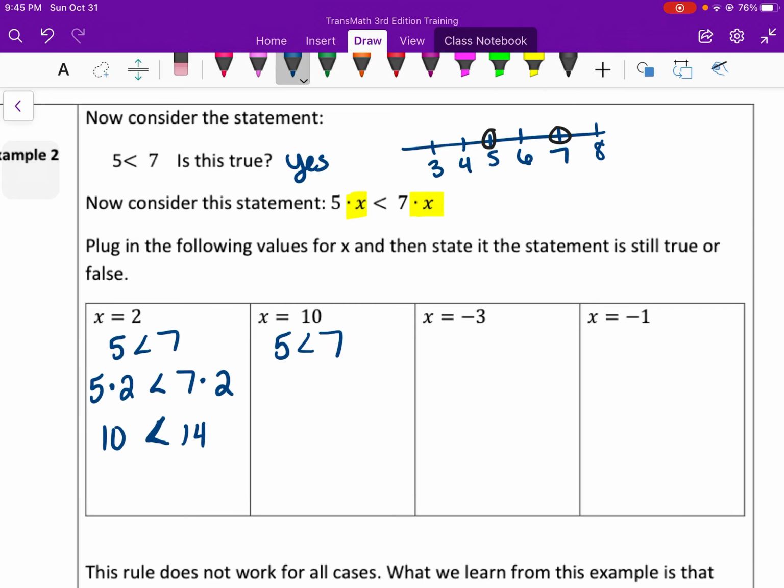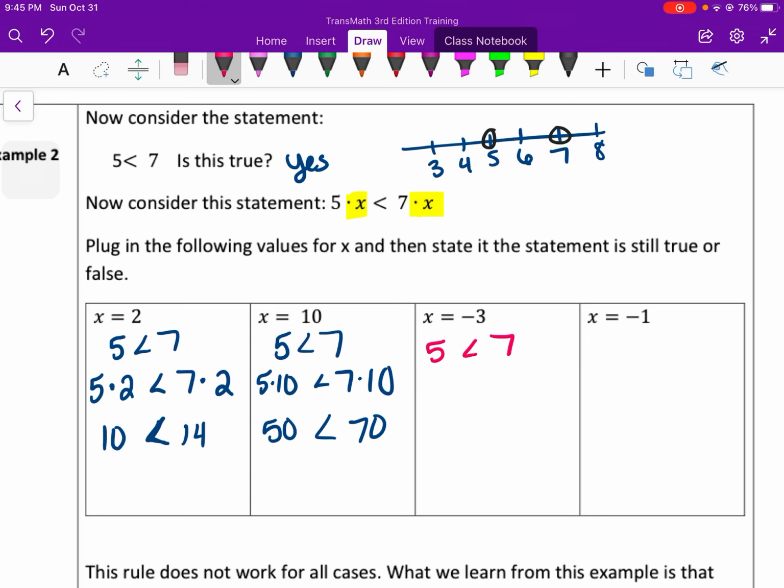Let's try it with 10. 5 is less than 7, so is 5 times 10 less than 7 times 10? Well, 5 times 10 is 50, and 7 times 10 is 70, so 50 is less than 70. So multiplying by 10, my inequality stayed the same. It's true.